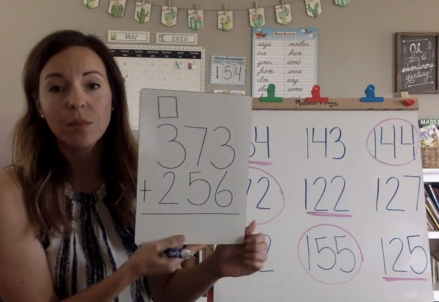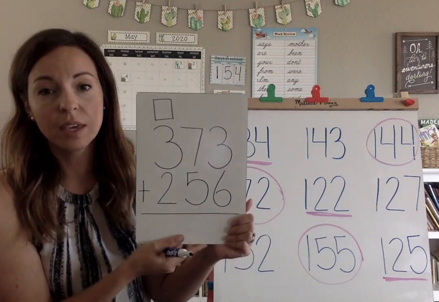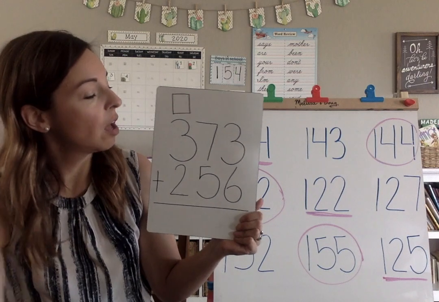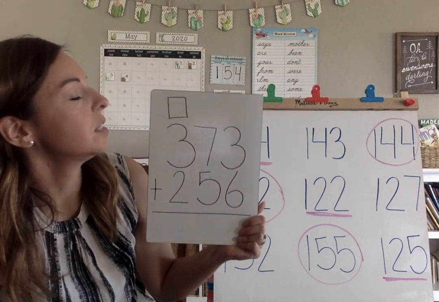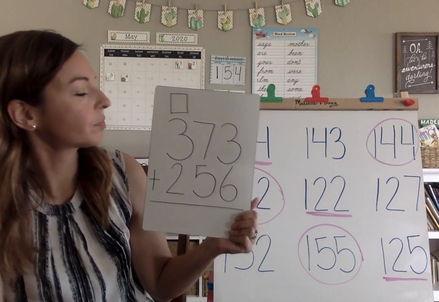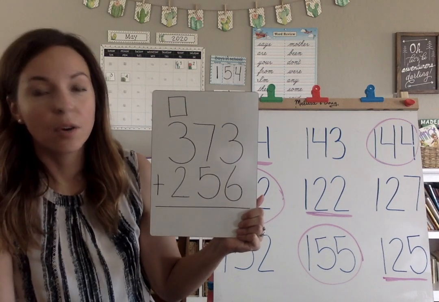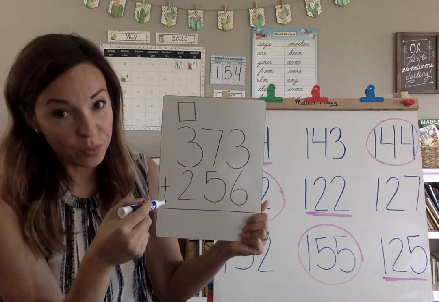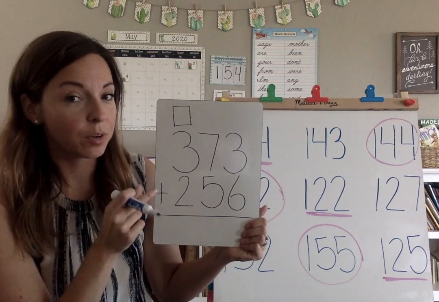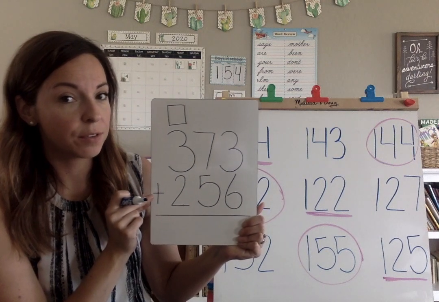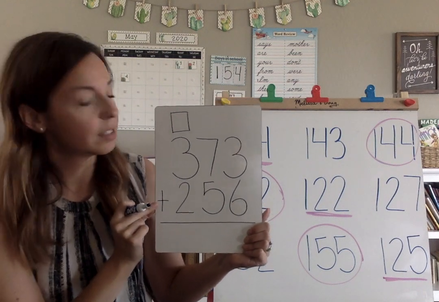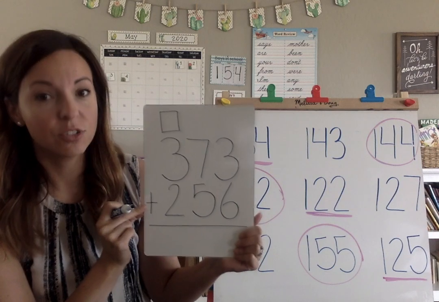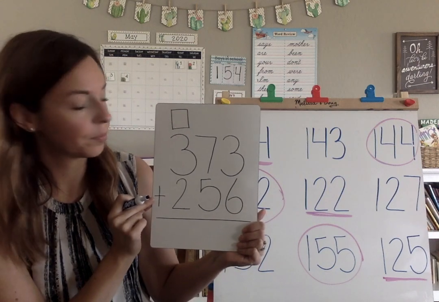All right, so I want you to copy this combination down on your paper just like you see it here. Or not on your paper, I'm sorry, on your whiteboard. You're going to copy the combination on your whiteboard just like you see it here. So I'm going to give you a few seconds to do that. It doesn't have to be perfect, just as long as you can understand what you wrote.